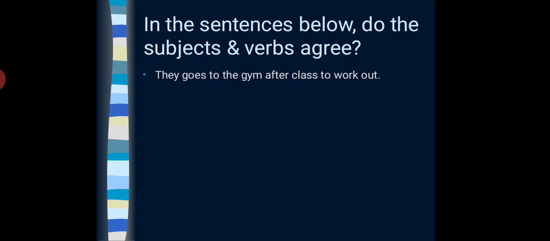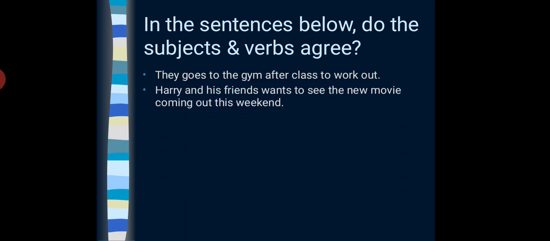They goes to the gym after class to work out. Is it correct? I don't think so. It has an error. They go. Harry and his friends wants to see the new movie coming out this weekend. So here plural subjects, Harry and his friends. So the verb should be not wants but want. Third example, the cat who is mewing at my door wants in. The cat wants is correct because it's a singular subject, so singular verb.